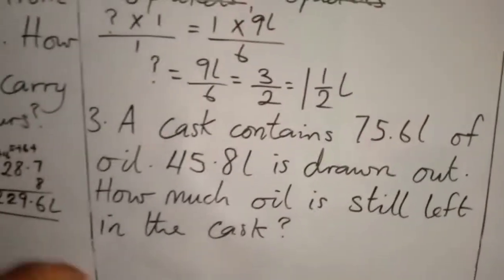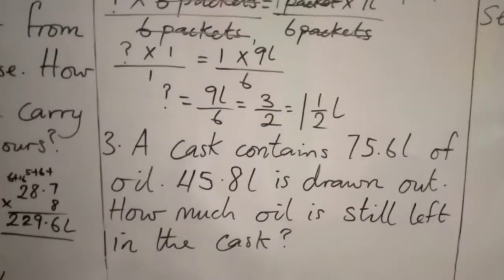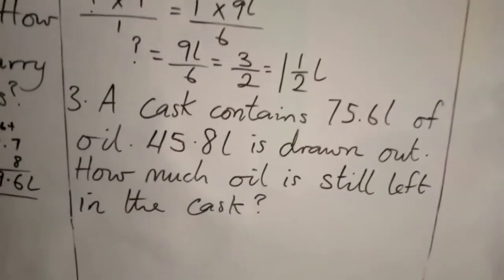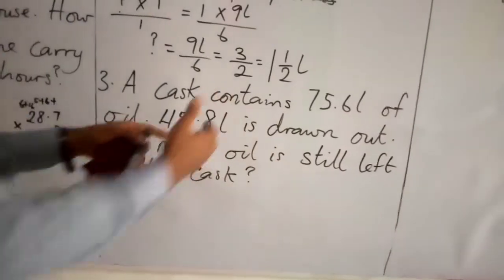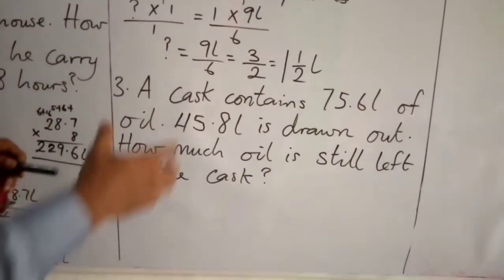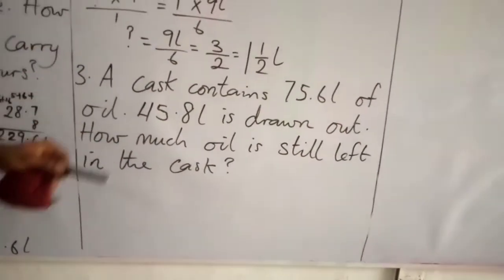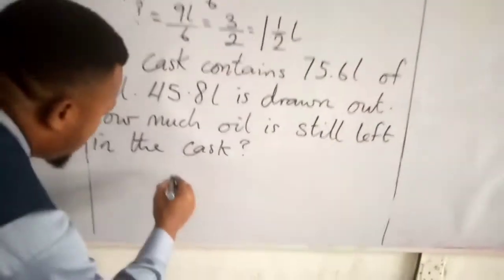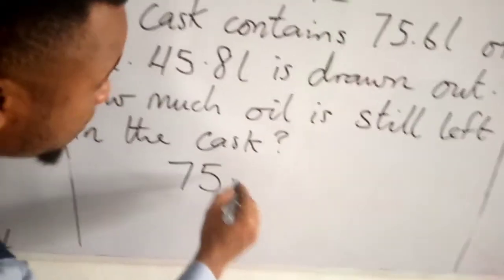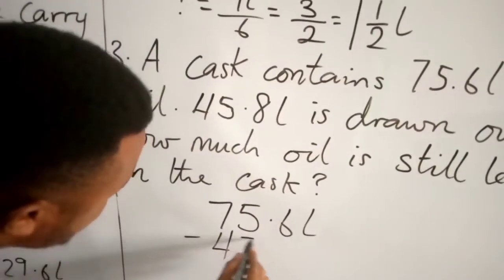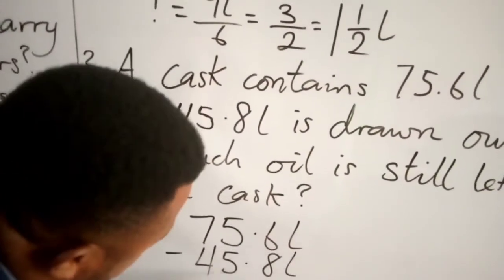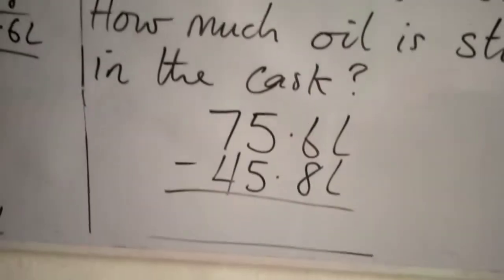So now we are asked to what? Get the amount of oil that is remaining. Remember they draw out 45.8 liters. So when they draw out 45, that is take away. That means we have to use our subtraction to get this answer. So 75.6 liters minus 45.8 liters. Now let's solve this.